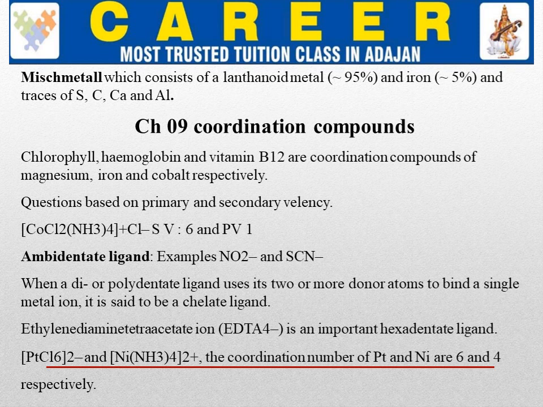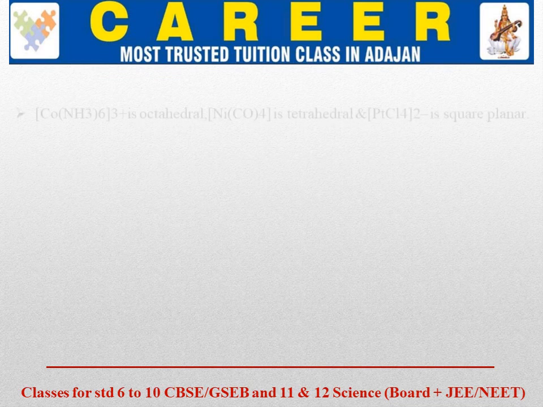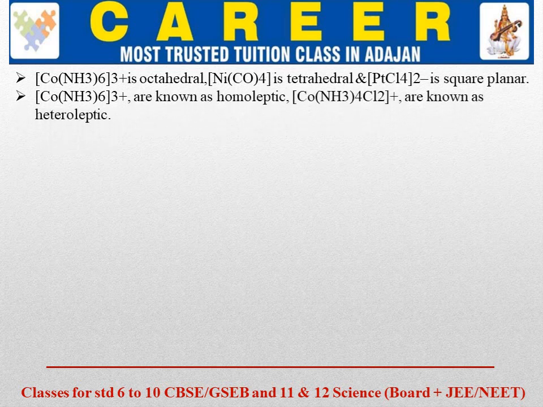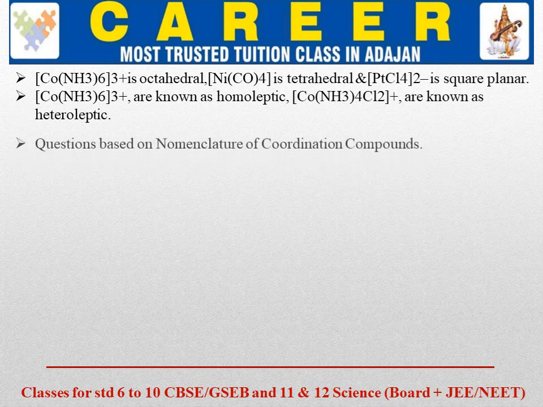Coordination number is the number of ligands present inside the square bracket. Co(NH3)6 3+ is octahedral in shape. Ni(CO)4 is tetrahedral and PtCl4 2- is square planar. Most of the time this will definitely be in the exam, so please read it carefully. Co(NH3)6 3+ is homoleptic because all ligands are of the same type, and here Co(NH3)4Cl2 is a heteroleptic complex.